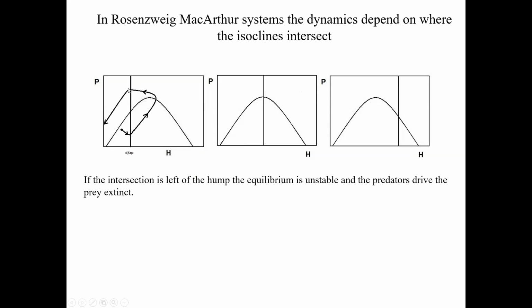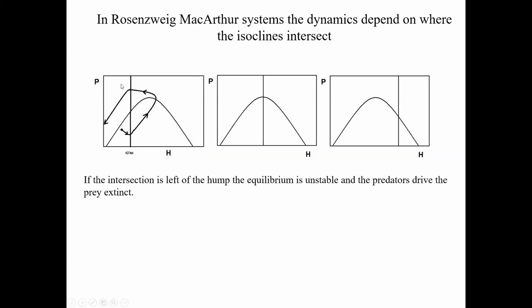If the intersection is to the left of this hump, look what happens. You move down and to the right till you cross the isocline. Then you move up and to the right till you cross this isocline. Then you move up and to the left. And then what happens? You never cross another isocline. You go back down to the left. There's nothing to stop this movement of the two populations.